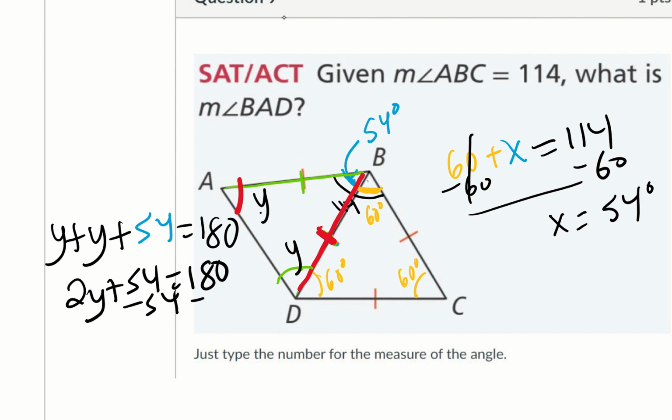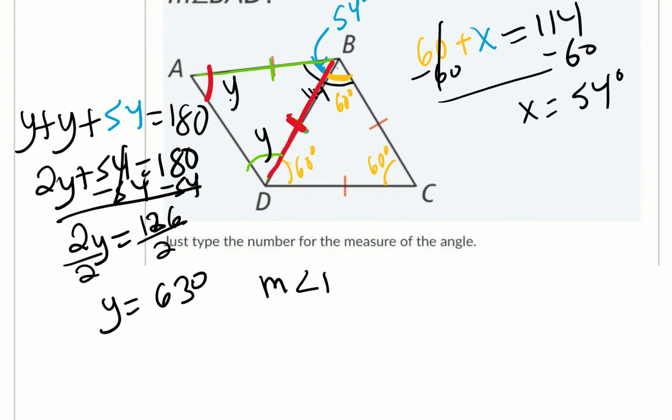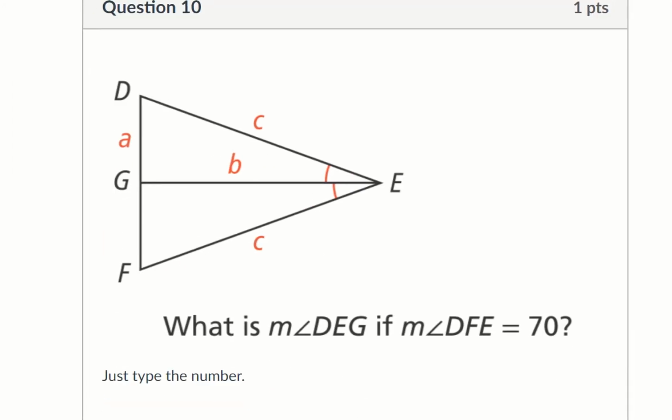We'll subtract 54 on both sides. So we have 2y equals 180 minus 54 is 126. Then we can divide by 2 on both sides. So we got y equals 63. So 63 degrees is my angle, because this is y, and that's what we were looking for. So the measure of angle BAD is equal to 63. And you can just type in 63. You don't have to type in the degree symbol. Just 63 is fine.